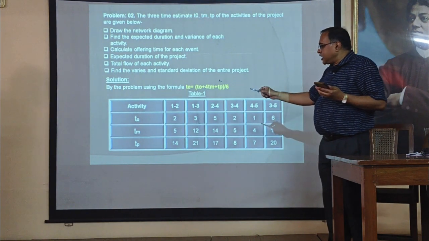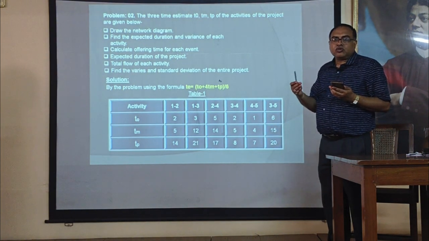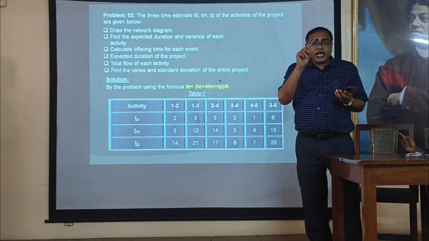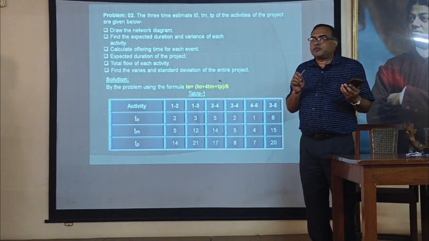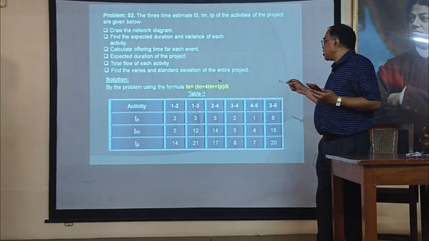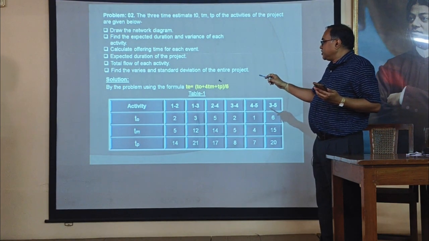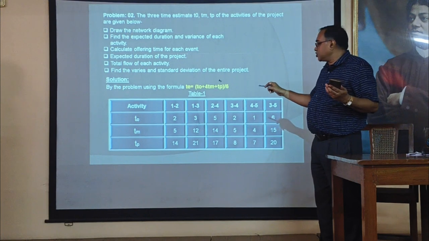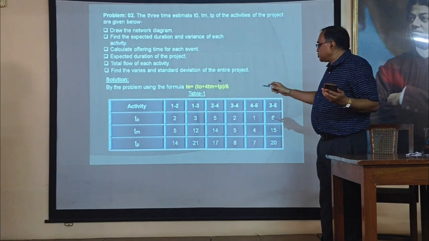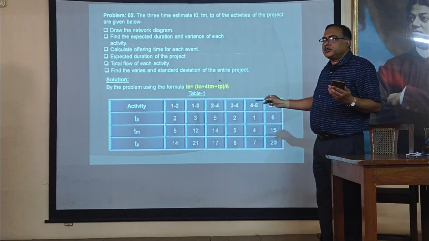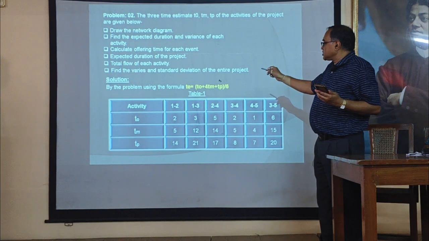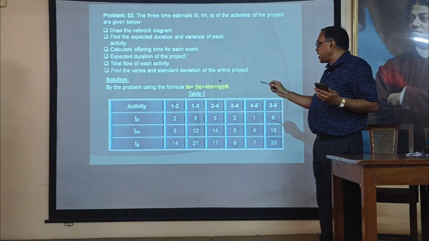Here, TO, TM, TP values are given: optimistic time, most probable time, and pessimistic time. We can use the relationship for expected time, TE. Expected time is equal to TO plus 4TM plus TP divided by 6. We use this formula for each activity, represented by the events 1-2, 1-3, 2-4, 3-4, 4-5, 3-5, like this. We have shown the given time periods, and now we can get the expected time for each activity.